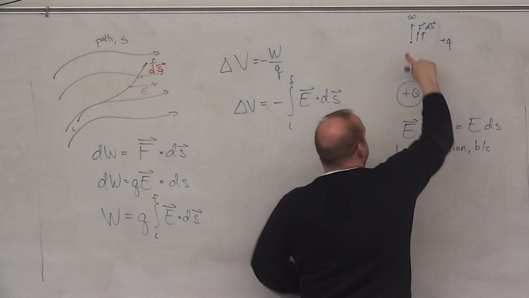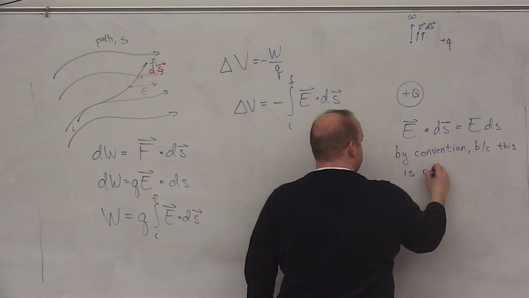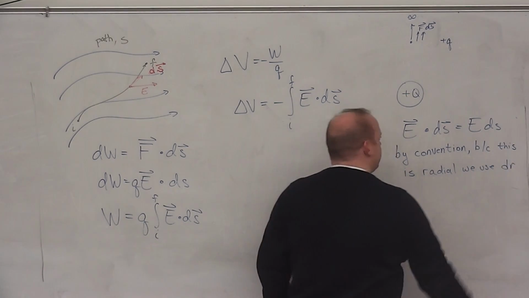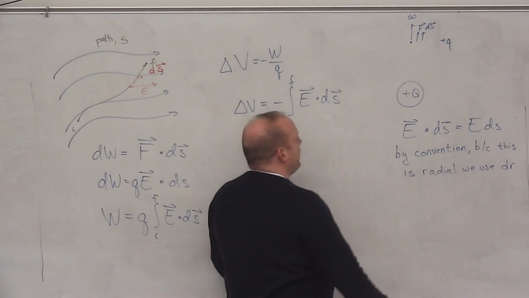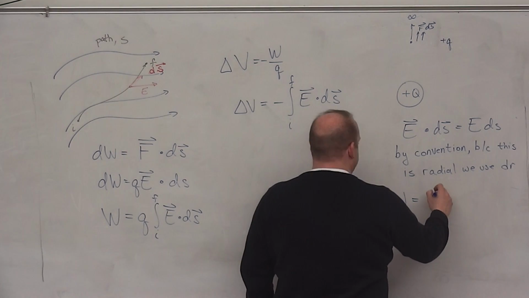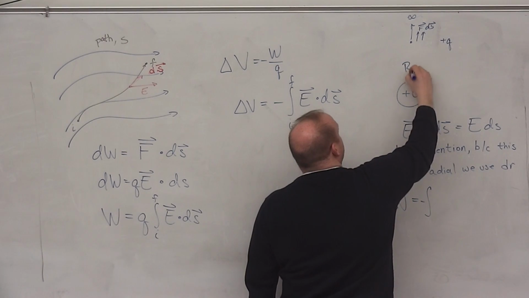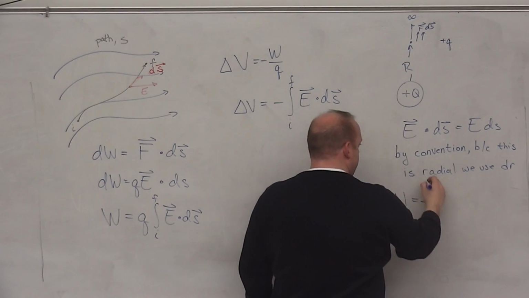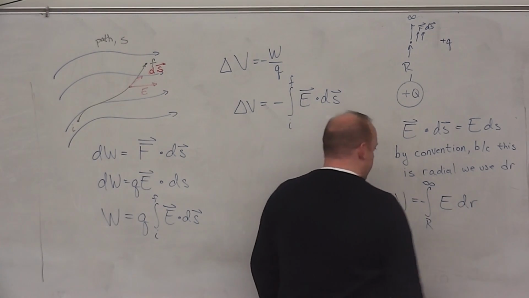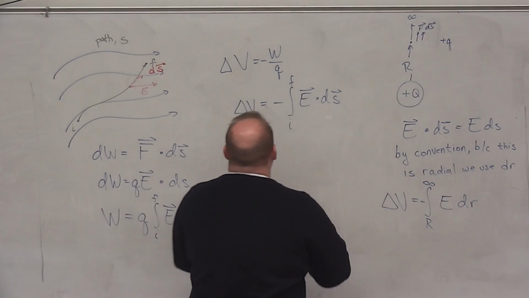By convention, because this is along a radial, it can go out in any direction, we use dr instead of ds. So what I wind up with here is that my delta V is going to equal the negative integral, from some distance r to infinity of E dr.